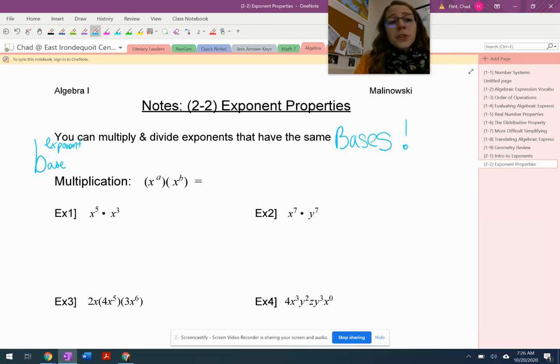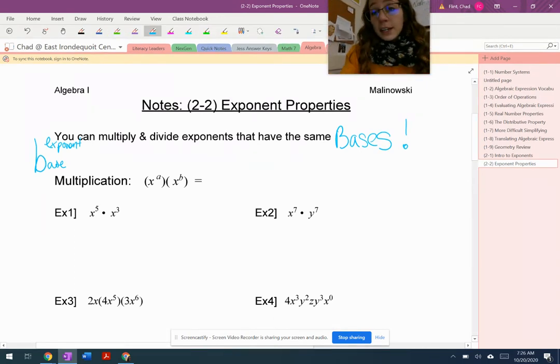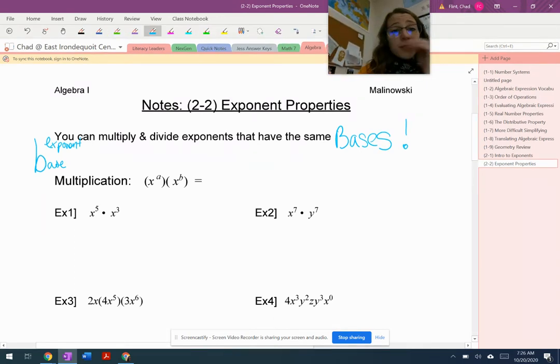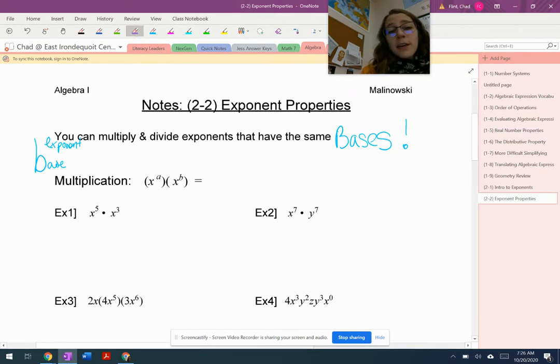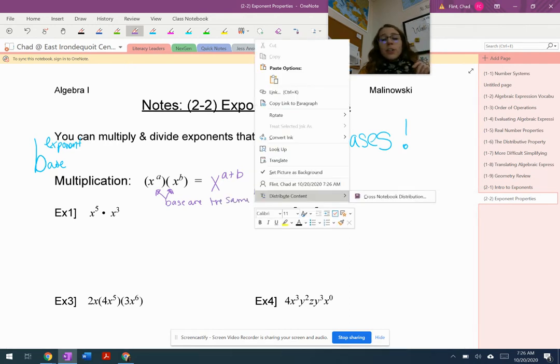So the first rule that we're going to look at, which might be something that you are familiar with, definitely something you looked at in 8th grade, is a multiplication property. If you have x to the a power times x to the b power, that results in x to the a plus b. Notice the bases are the same here. Both of these bases are x's. So watch out for that.